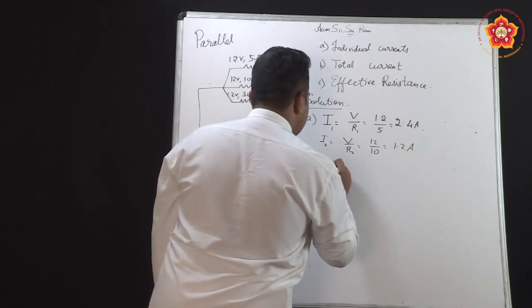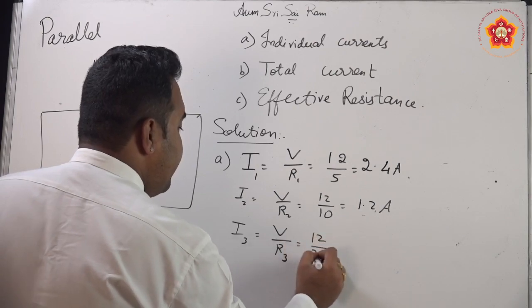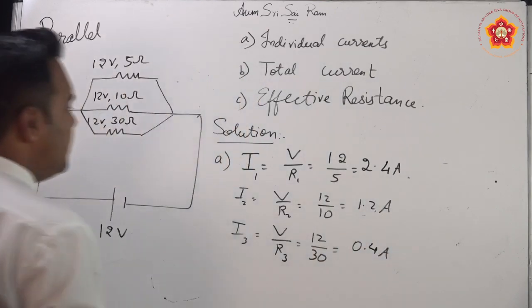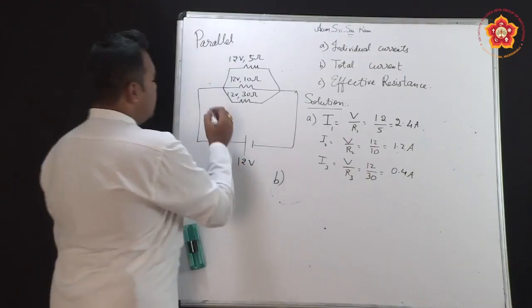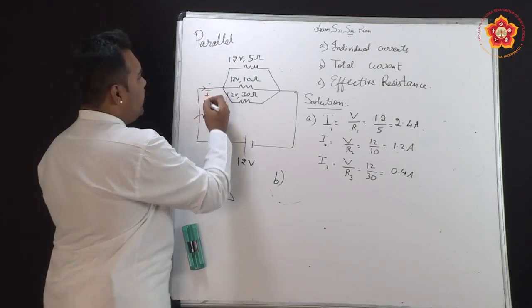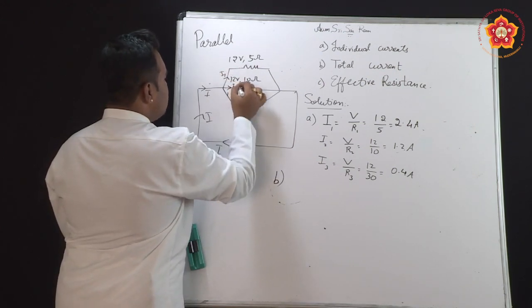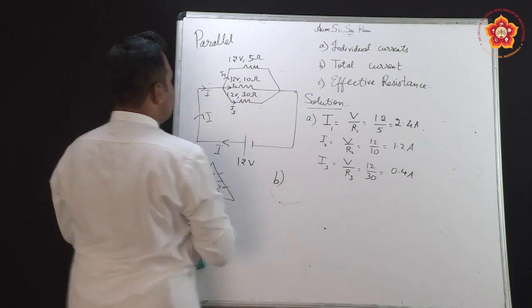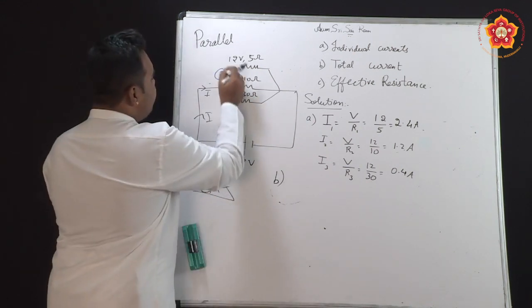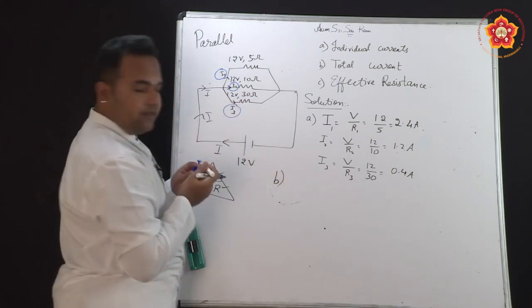I3, V by R3, 12 by 30, it will be 0.4 amperes. Now we have calculated the individual currents. So the total current that is coming, part of it goes here I1, I2, and then this is I3. So these are the three currents for us now. This is I1 flowing here, I2 flowing through the R2, I3 flowing through R3.